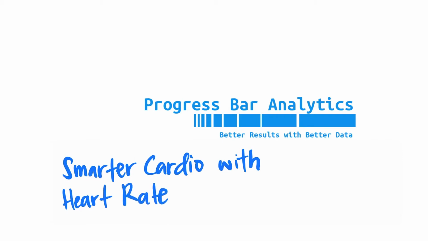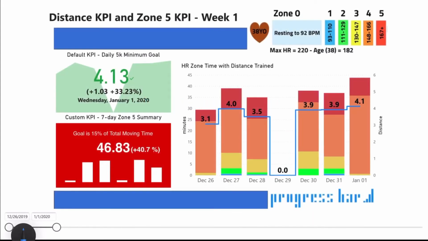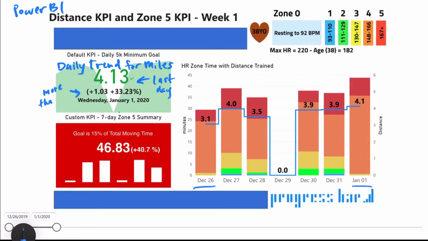Today, we're going to be looking at Microsoft's Power BI, tracking distance and zone 5 for heart rate as a key performance indicator. I made a performance indicator for my daily mileage, aiming to do a minimum of 5K a day, as well as looking at my heart rate zones, trying to keep my zone 5 to a minimum.